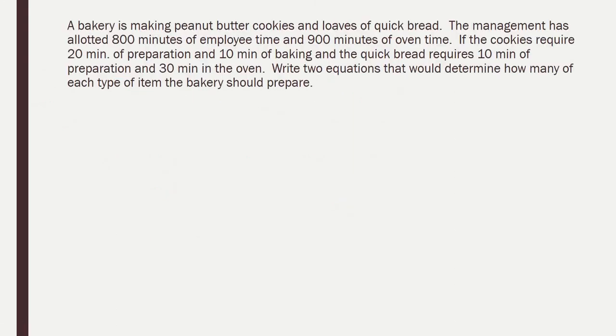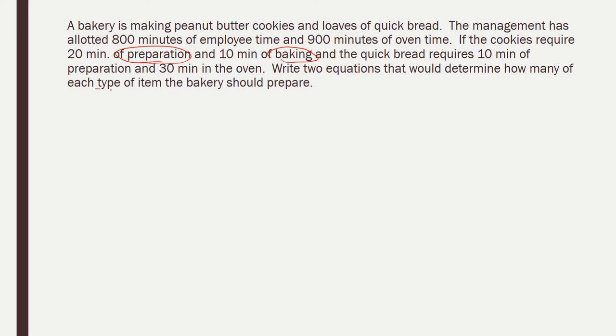Alright, got a word problem now. This is a little tougher than the one we did in the last video. A bakery is making peanut butter cookies and loaves of quick bread. The management has allotted 800 minutes of employee time and 900 minutes of oven time.